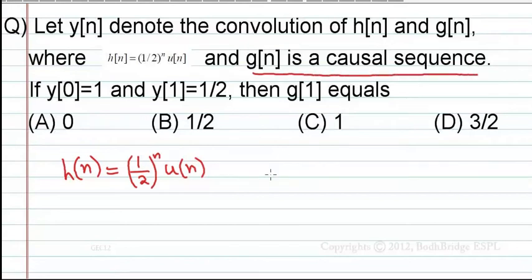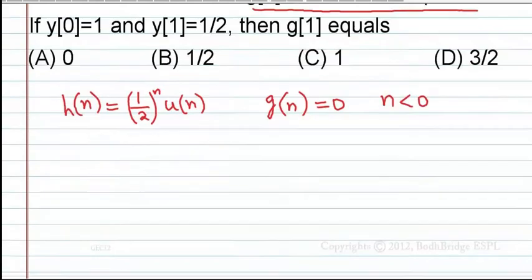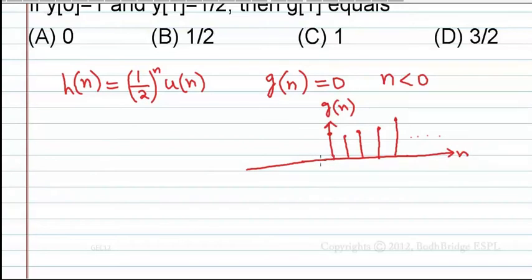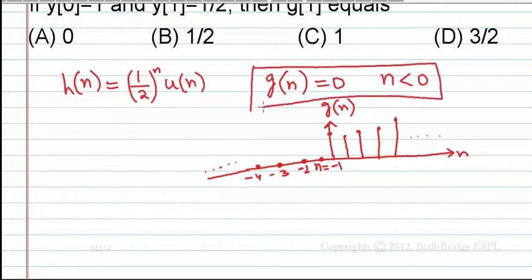What is a causal sequence? Causal sequence is that g of n is equal to 0 for n less than 0. Means g of n can have any shape, but g of n should be 0 for all n less than 0. Means for n equal to -1, -2, -3, -4, and so on, it should be 0. That is causal sequence. Causal sequence definition means it is 0 for all values of n less than 0.